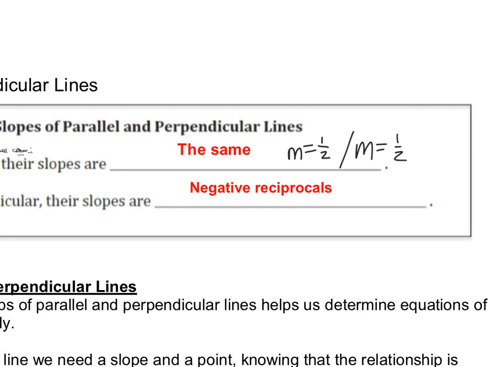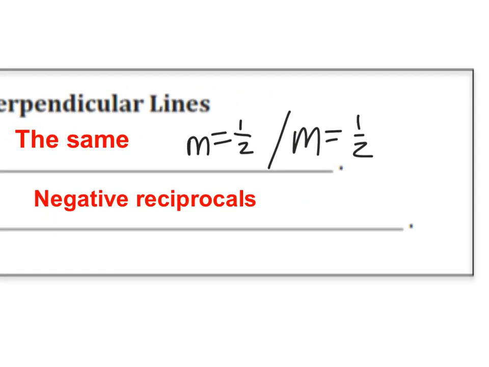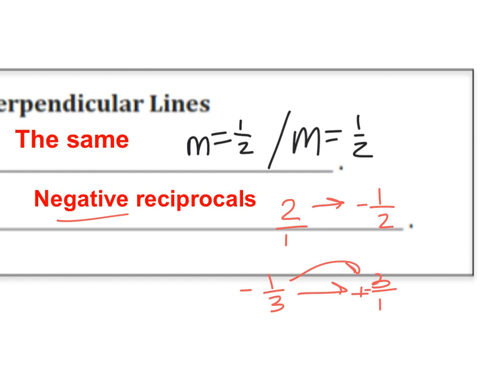Negative reciprocals are basically saying that if I have a slope of 2, my negative reciprocal would be 1/2, and I'm saying negative, so it would be negative 1/2. So if you have a whole number, put it over 1, flip it, and then make it negative. If you have a fraction, say my slope is negative 1/3, you flip it, so 3 over 1, and the negative of a negative is a positive. So these two slopes are perpendicular to each other because they are negative reciprocals.